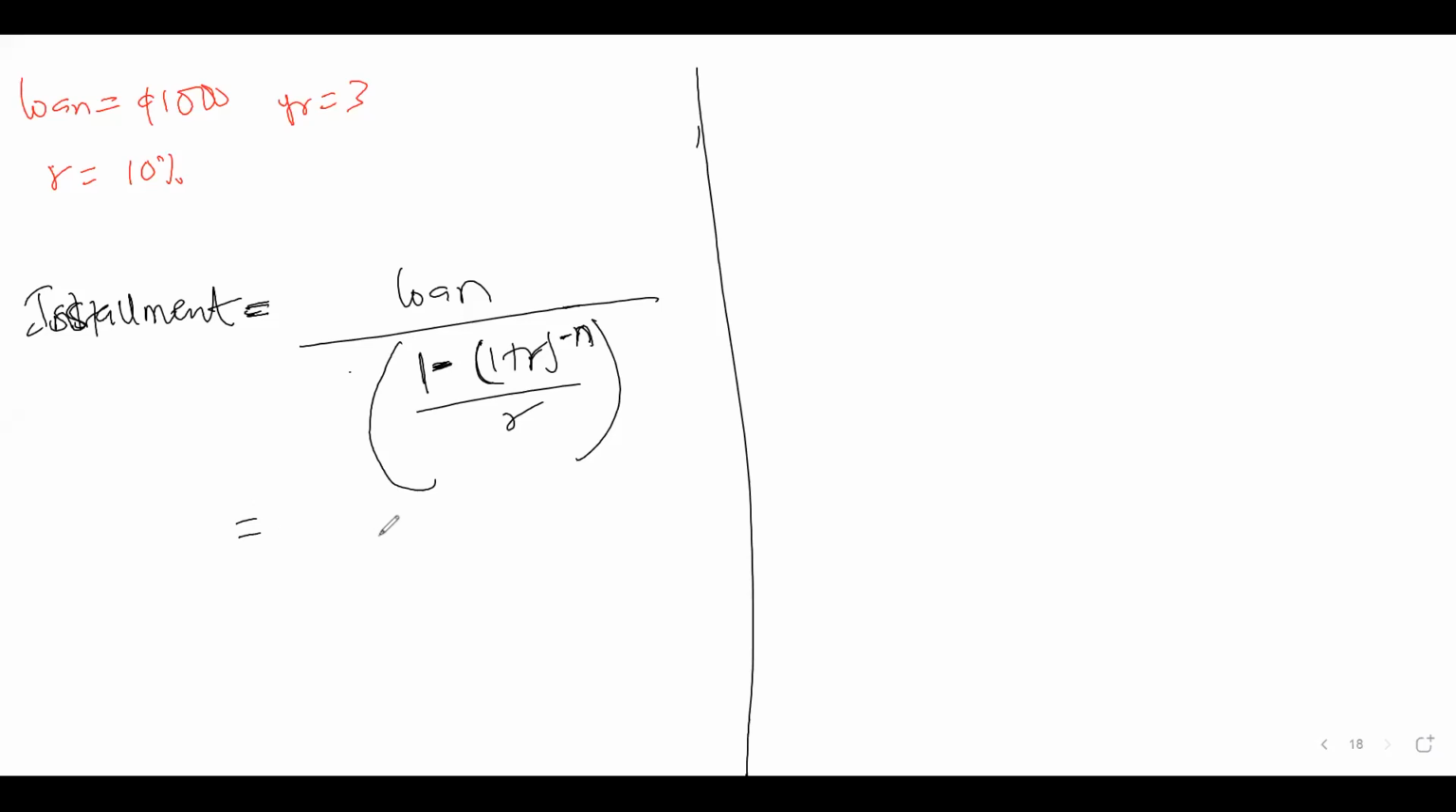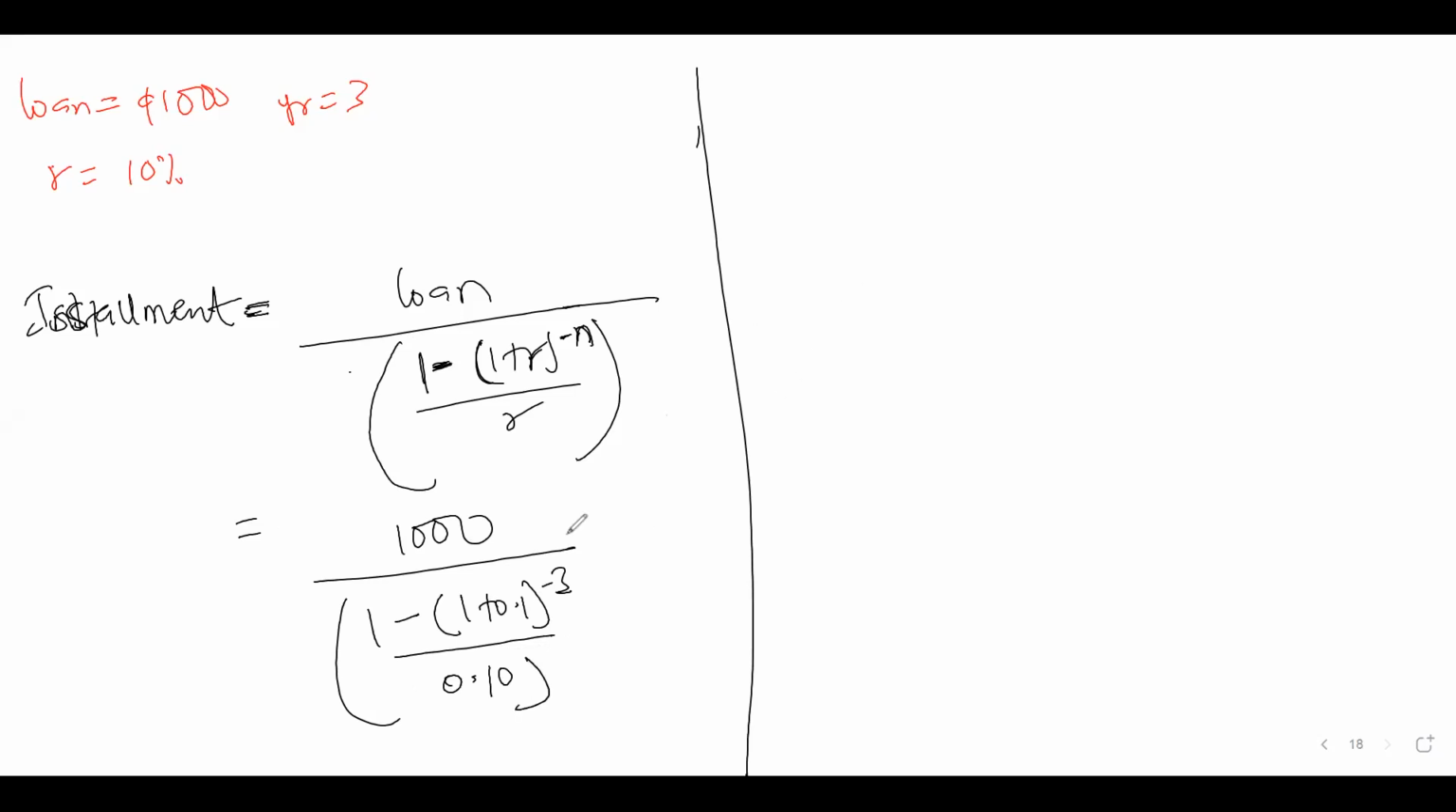Okay, so the loan is 1,000. Interest rate is 1 plus 0.1. Number of years is 3, minus 3, all over 0.1. For me, I always say go and read the table, because this is the present value interest factor of annuity. You can go and read your table so that you don't worry yourself.